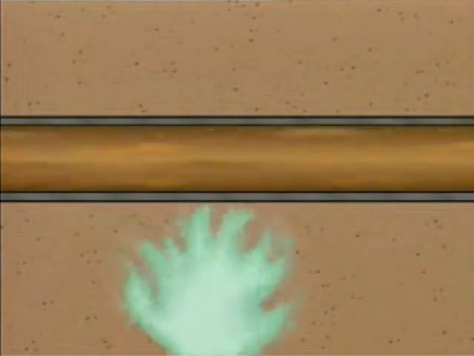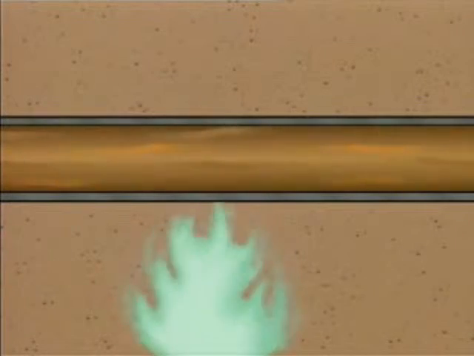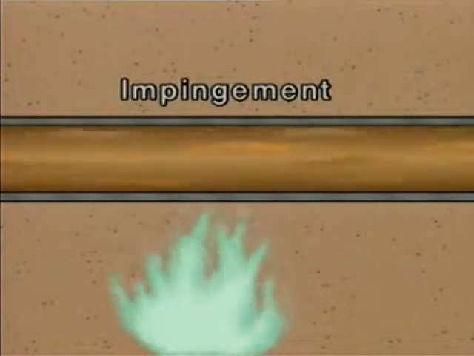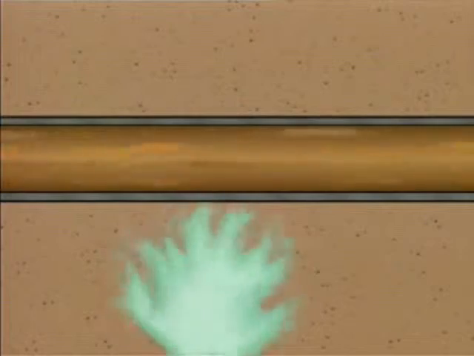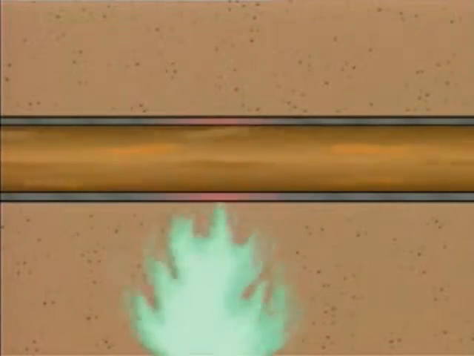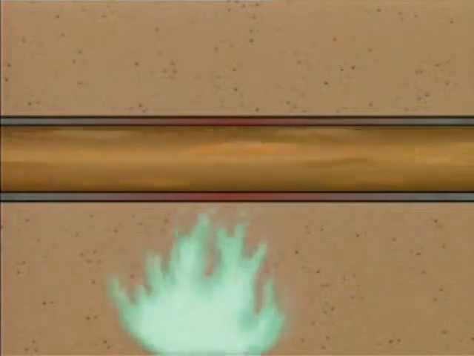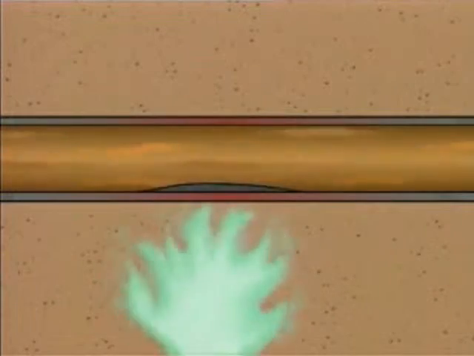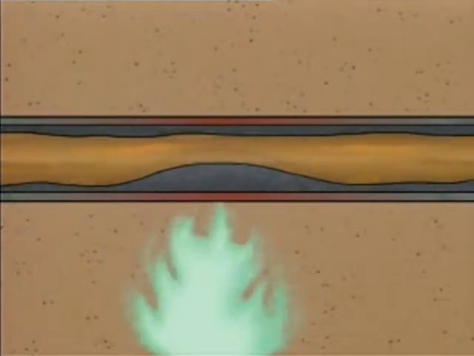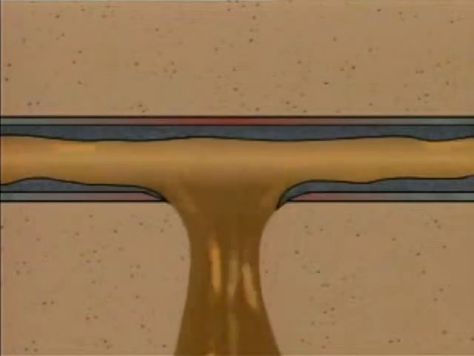Coking can also develop if the burner flames come into contact with the tubes. This problem is called impingement. Impingement can create hot spots on the tubes that can lead to the formation of carbon deposits. If the impingement problem is not corrected, the tubes could eventually rupture.